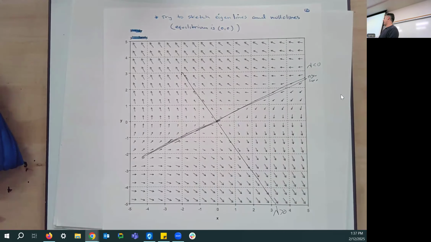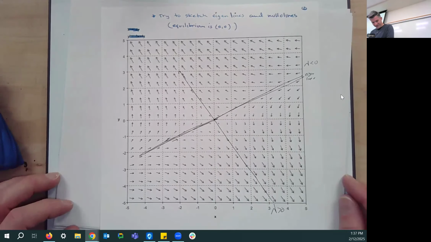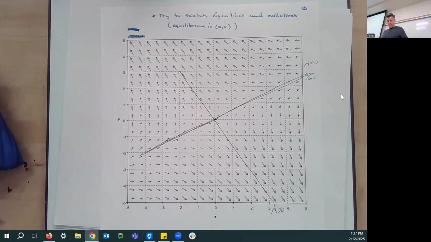I always found identifying the eigenlines easier than trying to identify the null lines. So the null line is where you're looking for arrows that are perfectly horizontal or perfectly vertical. So let's see. Perfectly vertical. Where could it be? Let's take a look. Okay, yeah, I was hesitant, but yes.